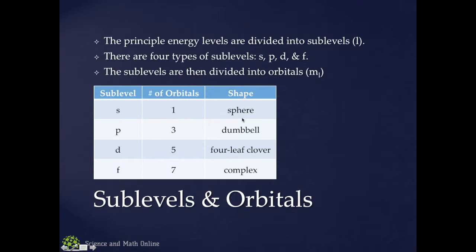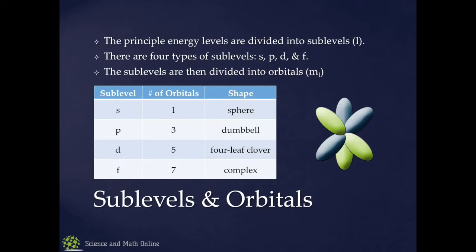And then shapes. S's are sphere shaped, like that. P's are dumbbell shaped, something like that. Most 4 of the D's have what we call a 4-leaf clover orientation that looks something like this. The 5th one's a little weird. And then F's are just wonky. You get donuts and rings and other weird shapes like we saw on the previous slide. So F's are just complex. We don't really worry about their shape so much. All right, so that's sublevels and orbitals.